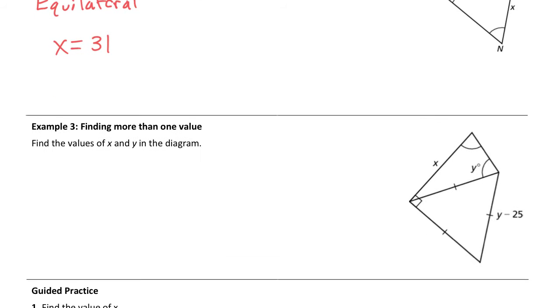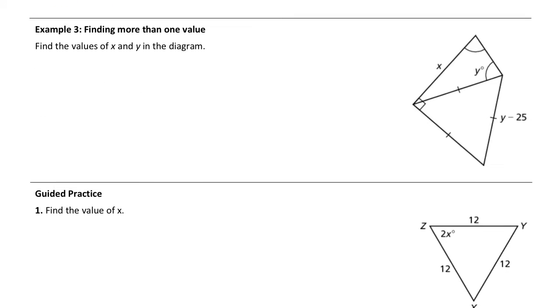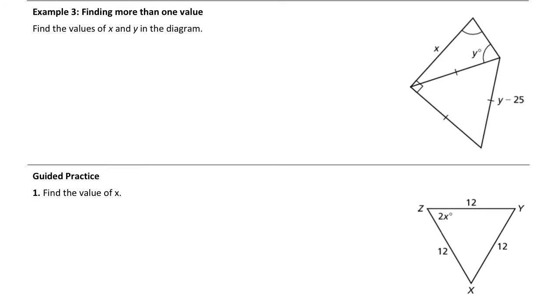For example 3, we are combining our knowledge of isosceles and equilateral triangles. So for example 3, it's understanding that with this shape, there's two triangles. There's an equilateral and an isosceles triangle.